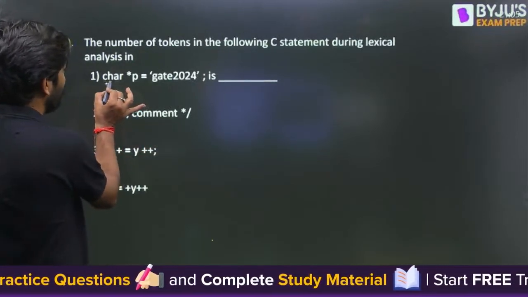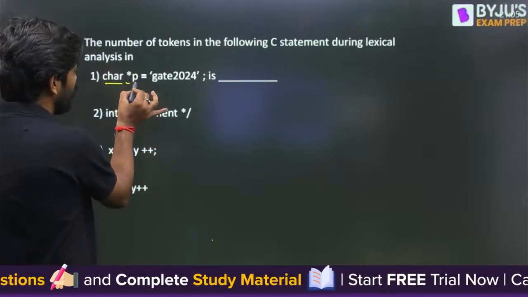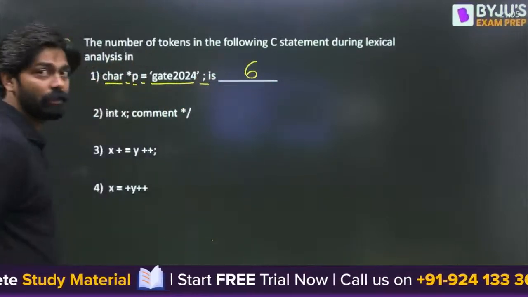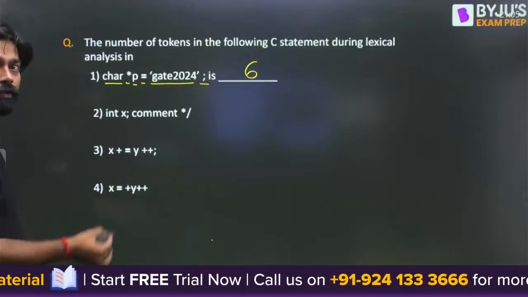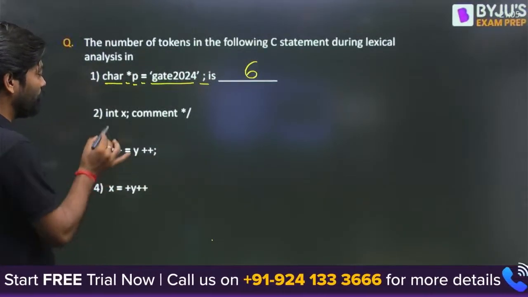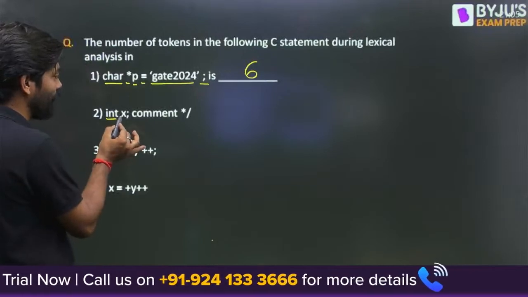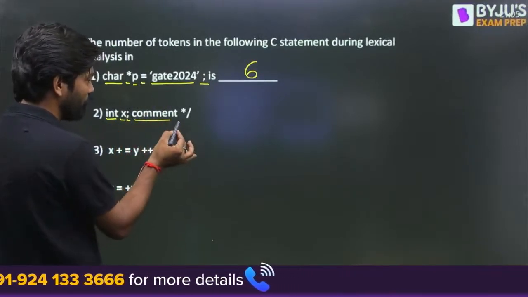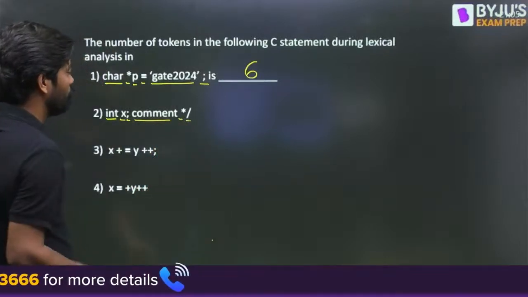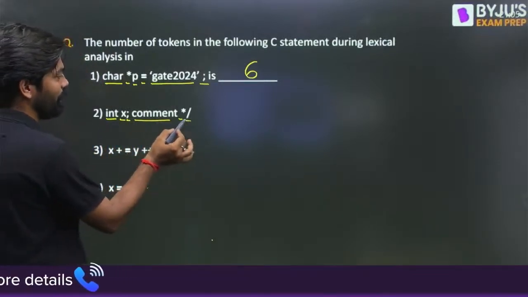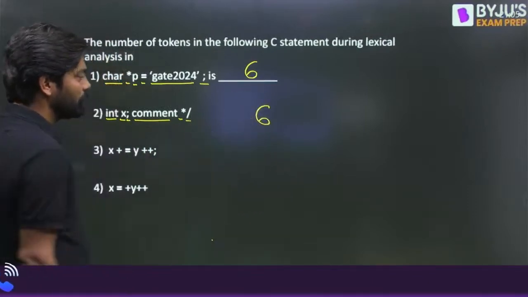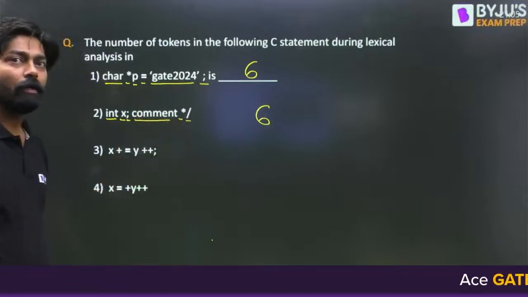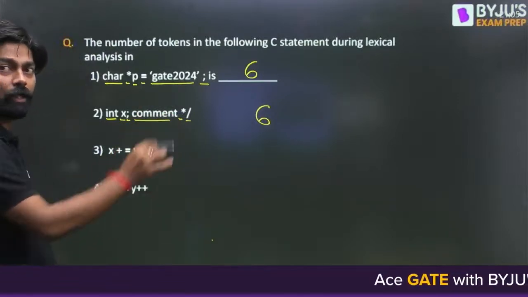So I'm counting here. See here. 1, 2, 3, 4, 5, 6. So 6 is the right answer. Now see clearly about the second one. Int is a keyword, x is an identifier, then a separator, identifier, operator. So how many do we have? 1, 2, 3, 4, 5, 6. So here also we have 6. See clearly, here it will be considered as an operator, star and division. Is that clear, my dear friend?